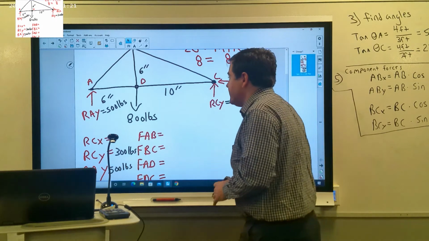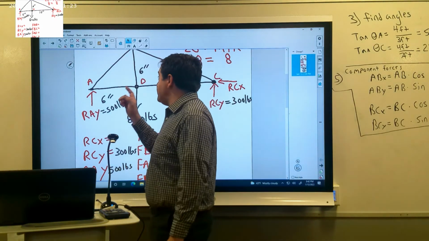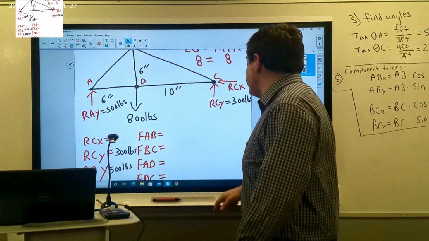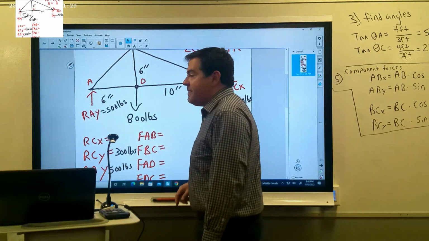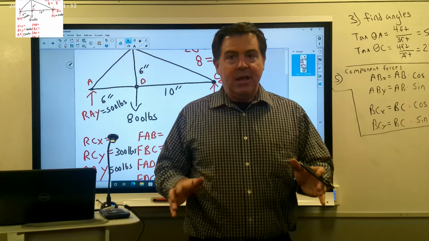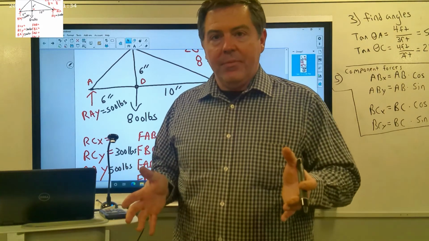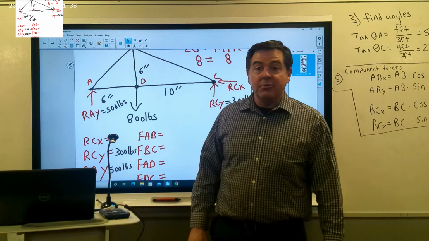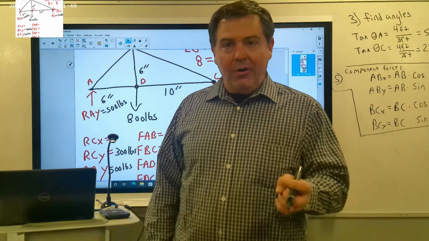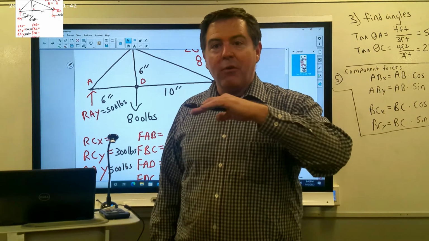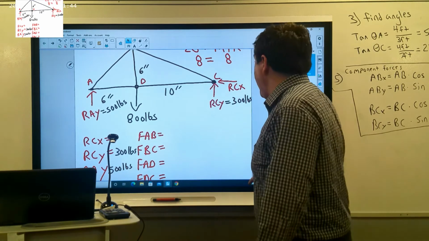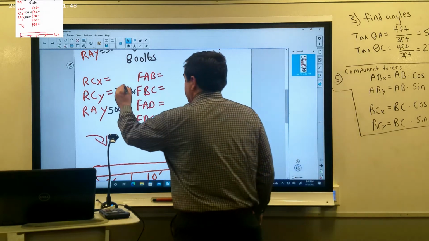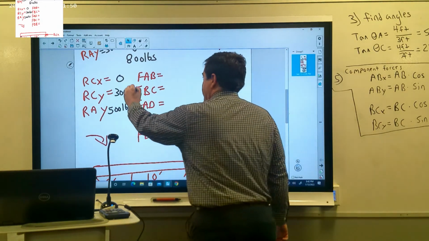Now, another thing that I want to point out to you is that do we have any external forces aside from our reaction force CX that are acting in the X direction? And the answer to that is no. Our only external force that we see represented is 800 pounds downward. Therefore, our horizontal forces are equal to 0. And in this case, reaction force CX is going to be equal to 0 pounds.